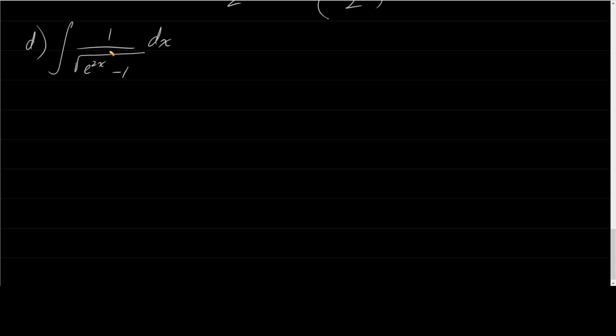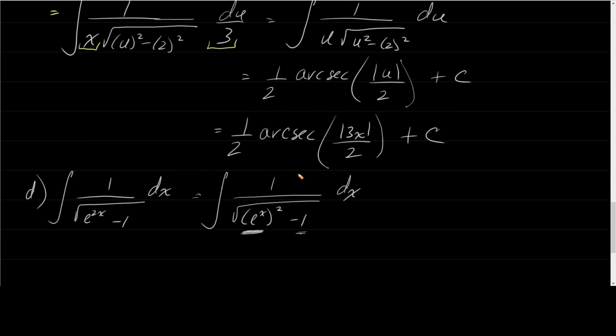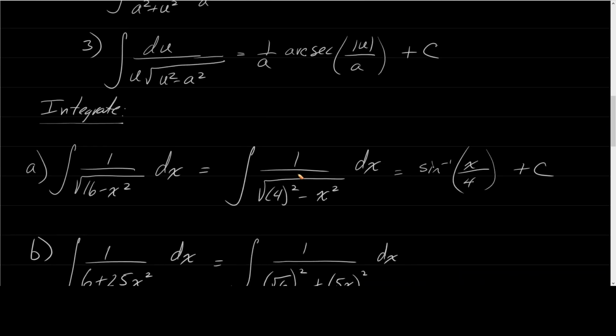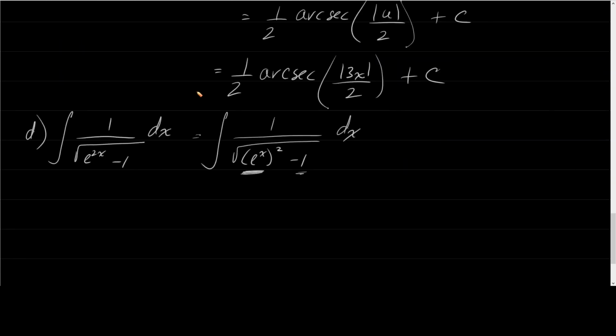So the first thing I'm going to do here is I'm going to rewrite this as the integral of 1 over the square root of (e to the x) squared minus 1 dx. All right, and I've got a minus here, so it kind of gives me an idea of which of the three things I'm going to be using, right? And specifically because I've got a function minus a number, I know that I'm going to be looking at that third scenario. So we need to manipulate the integral to look something like that.